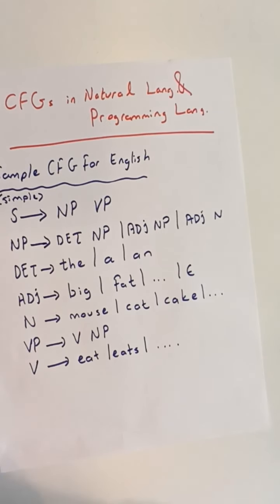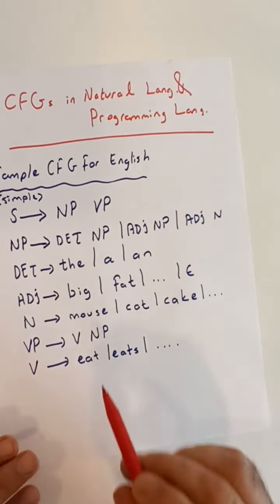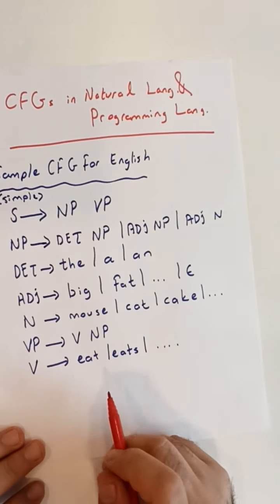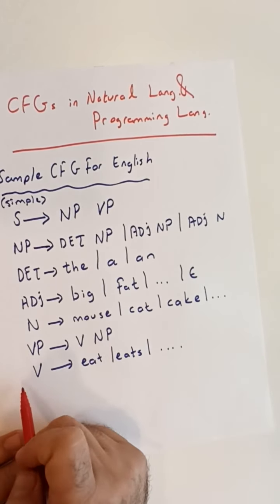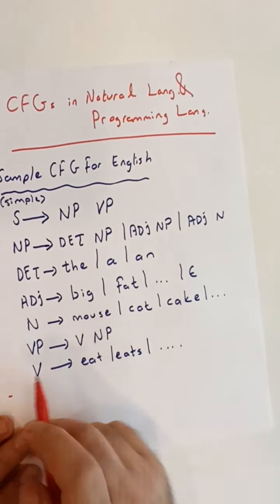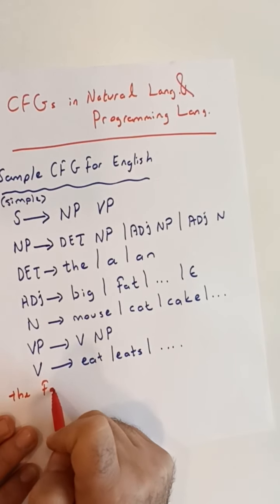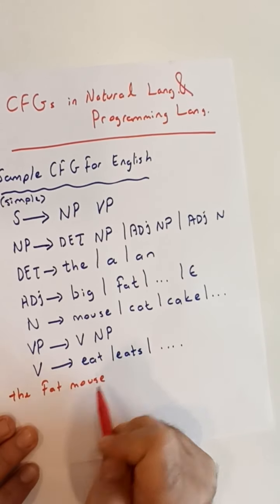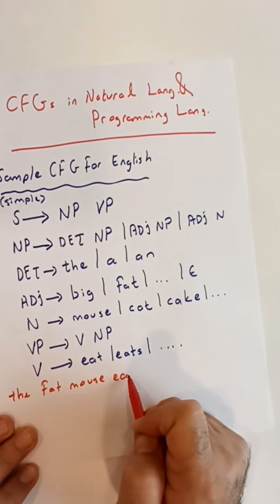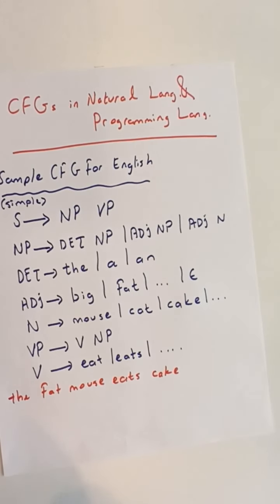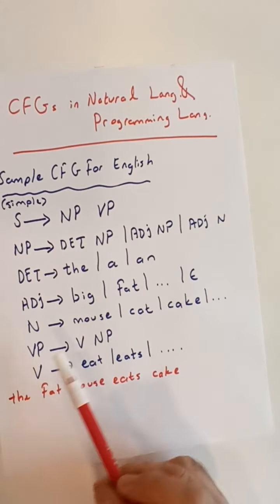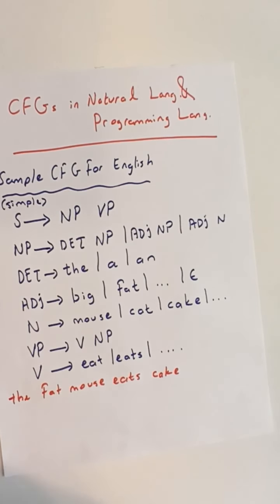Okay, let's just try to derive a sample sentence using the rules of such a grammar. So let's say our simple sentence is the fat mouse eats cake. How could we derive such a sample sentence using our context-free grammar for the English language?